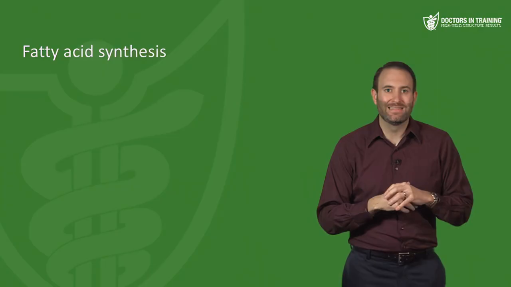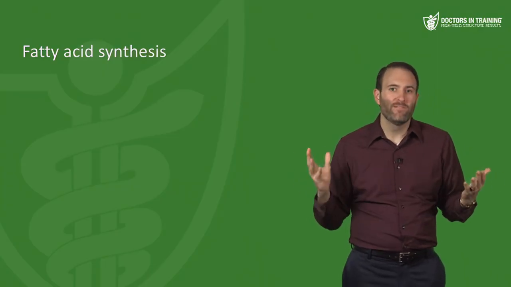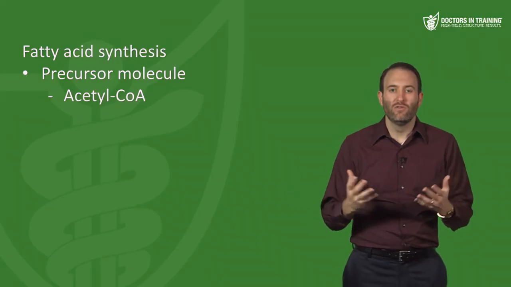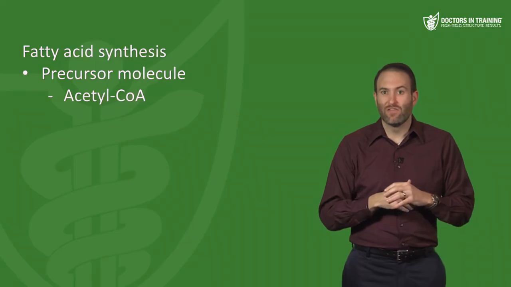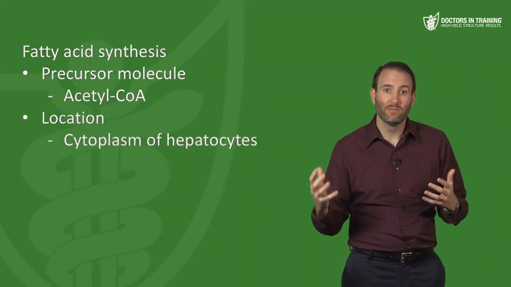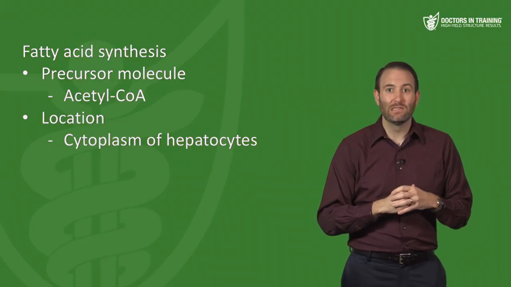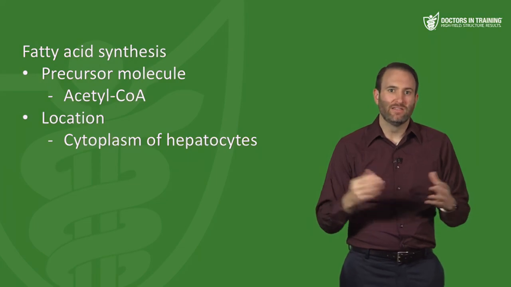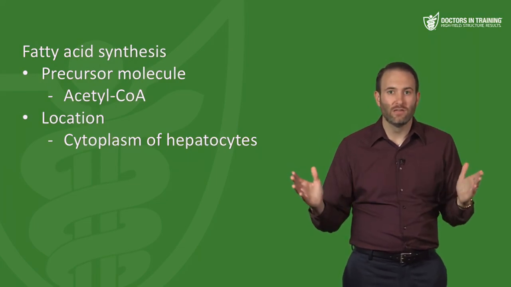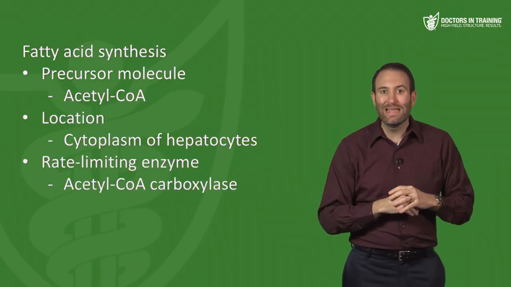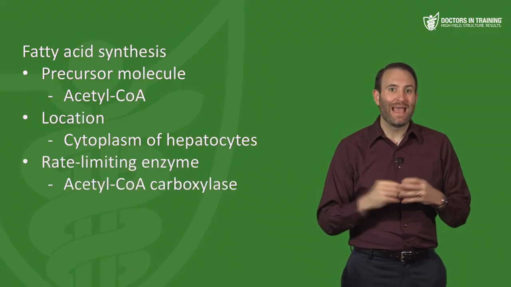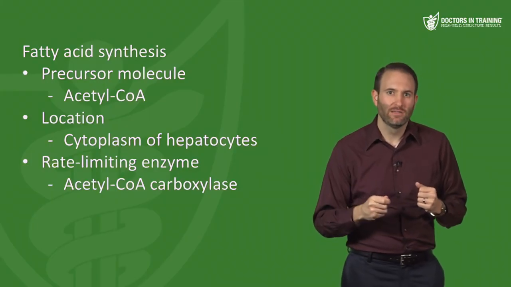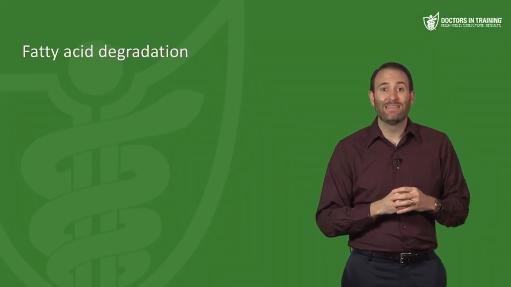Now let's talk about fatty acid synthesis. The main player in fatty acid synthesis is acetyl-CoA, which is again the precursor molecule to fatty acid synthesis. So where does fatty acid synthesis actually take place? Well, it occurs in the cytoplasm of hepatocytes, and you're going to synthesize things like proteins and fats. Now, there are a lot of steps involved in fatty acid synthesis. I don't think it's super high yield to know every detail of it, but what I really want you to remember is the rate-limiting enzyme of this pathway, and that's going to be acetyl-CoA carboxylase. So, acetyl-CoA carboxylase.